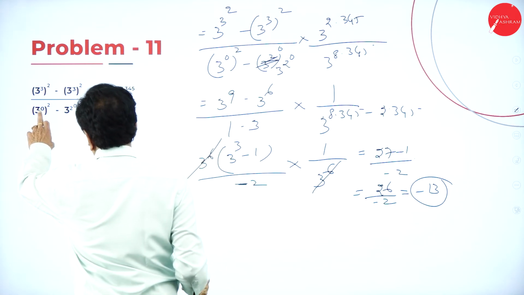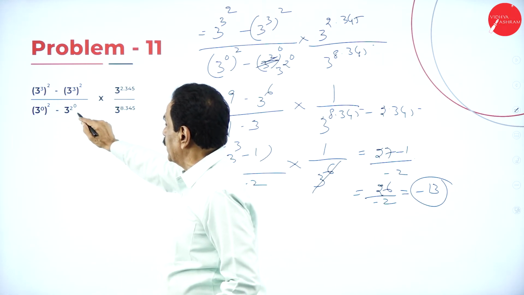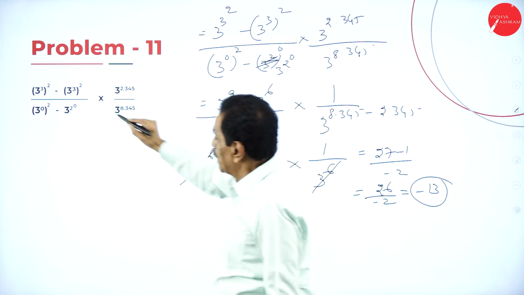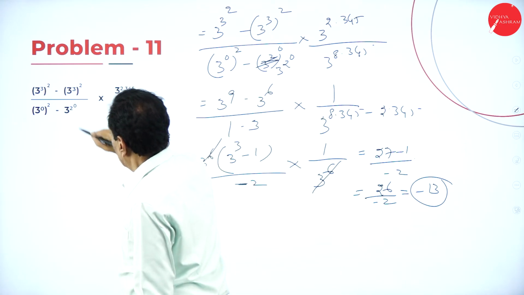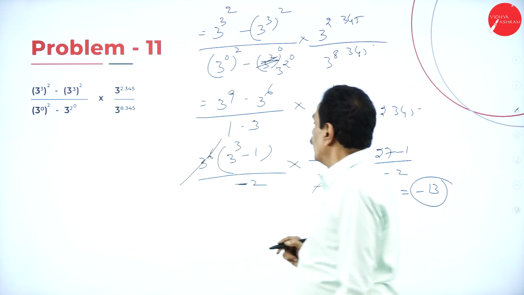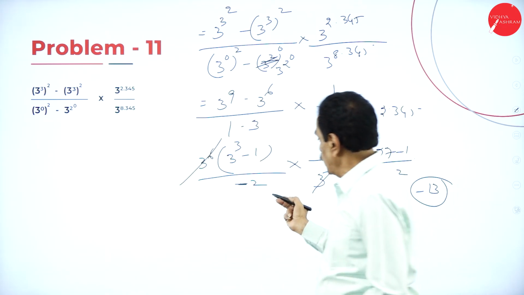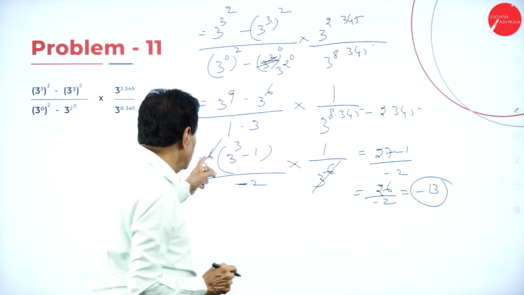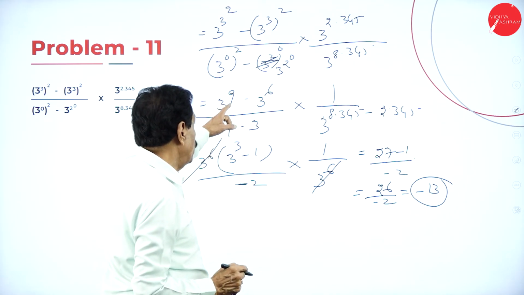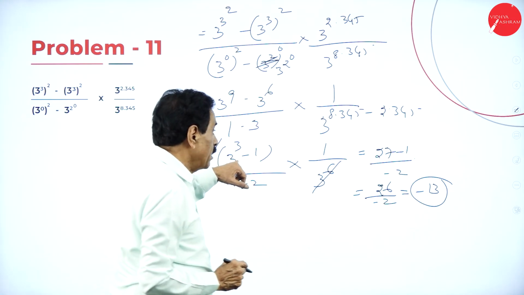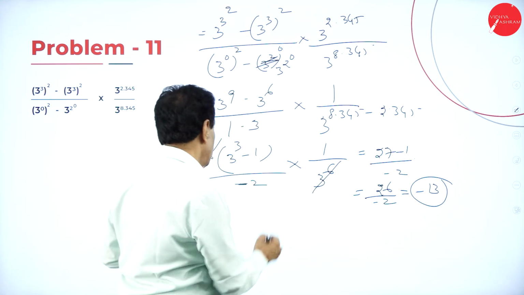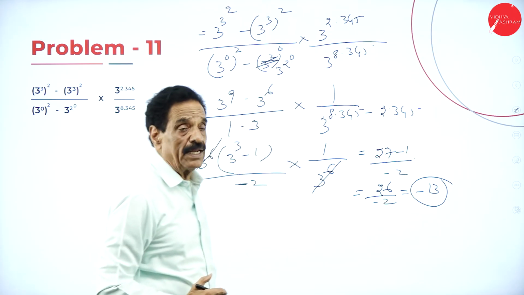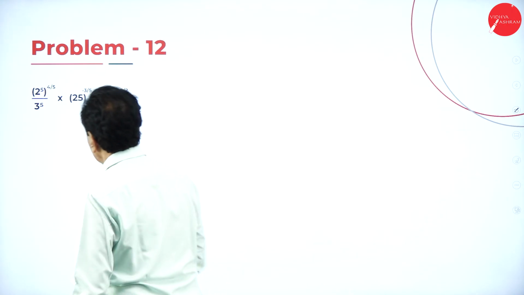This is 1. Anything to the power of 0 is 1, 1 square. This is 3 to the power of 0 is 1. 3 to the power of 1 is 3. 1 minus 3 is minus 2. Then 3 to the power of 9, I have taken the common. This is 3 to the power of 6. 3 cube remaining, 27 minus 1 is 26. 3 to the power of 6, 3 to the power of 6 cancelled out. Minus 2 is minus 13 is your answer. We'll go to the next one.